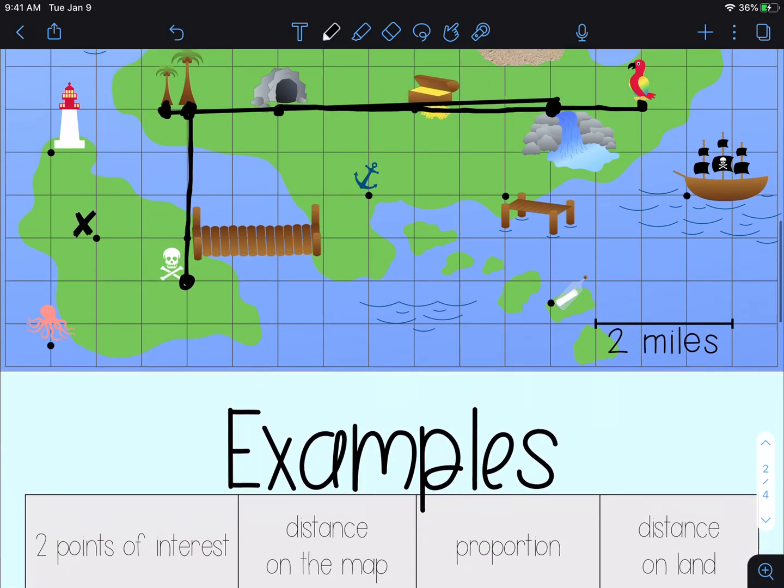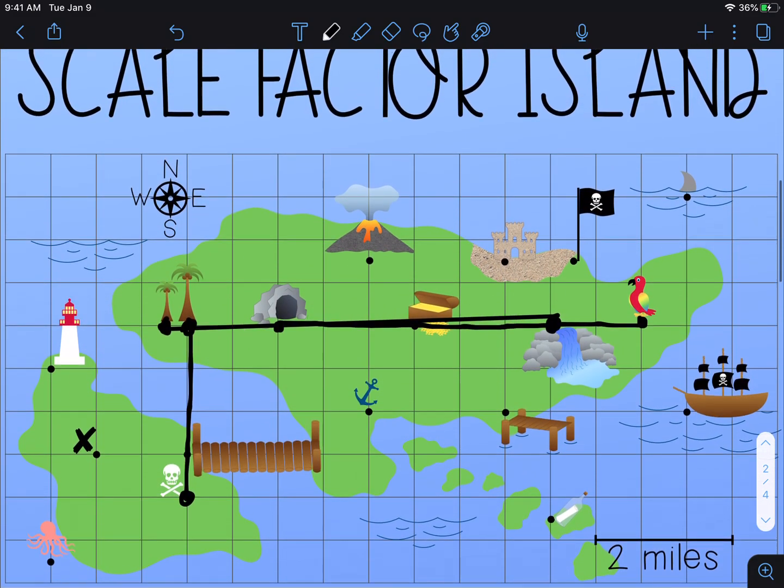I'm going to go back to the map here. There's something super important that we need to pay attention to. Right down here, the map is telling us that this line represents 2 miles on land. Well, how long is this line? 1, 2, 3 units. So this ratio, 3 units on the map, represents 2 miles on land. We're going to use this ratio for every single proportion.